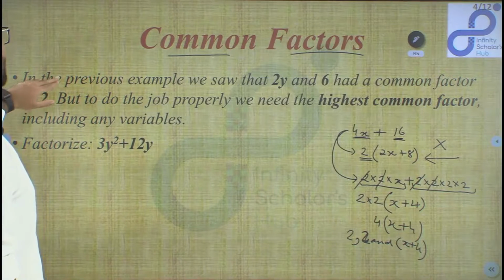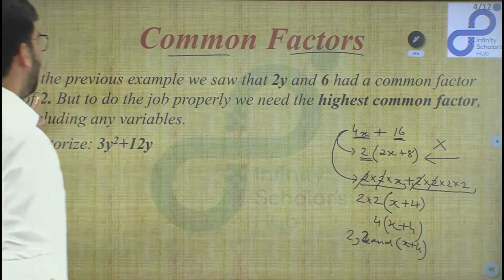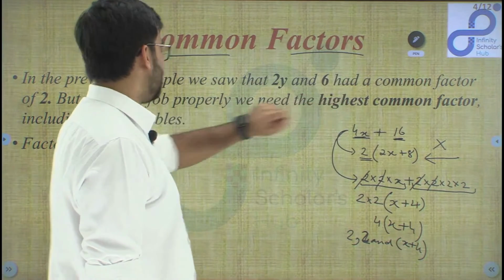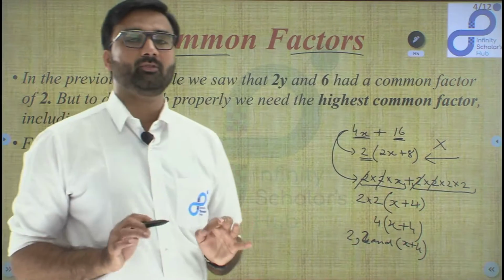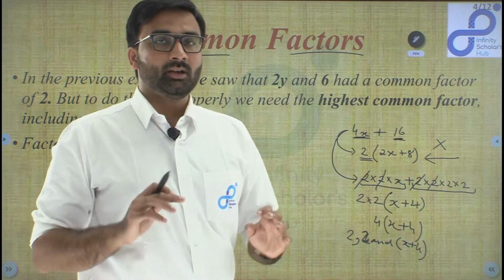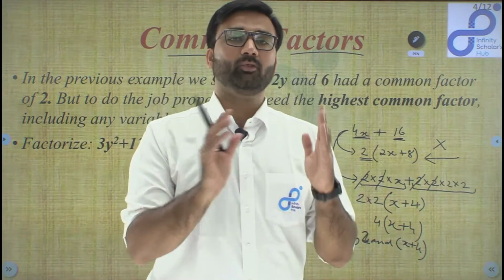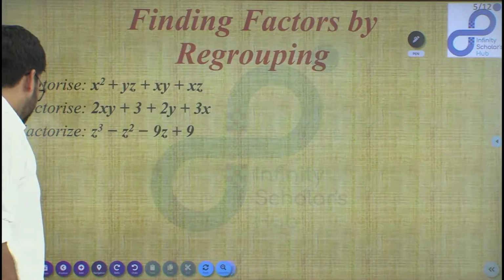See what is given. In the previous example we saw that 2y and 6 had a common factor of 2, but to do the job properly we need the highest common factor including any variables. Okay, so we have to find out the highest common factor. Let it be a variable also. So in the case of variables also you will have to find out the highest common factor. Now let's go on to the next slide then.